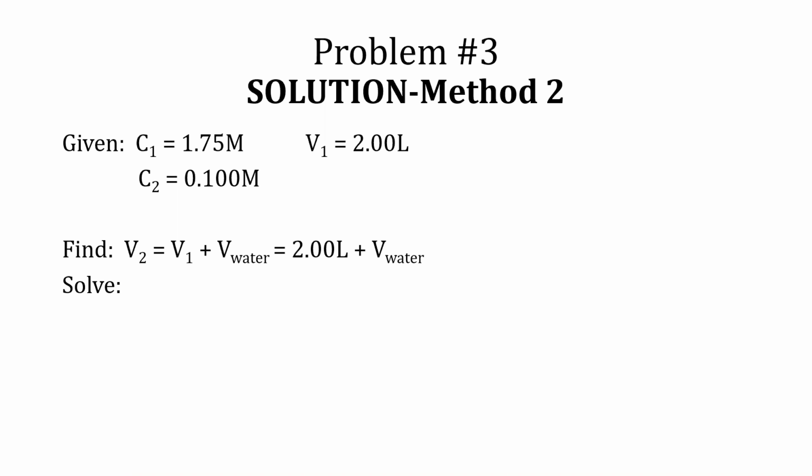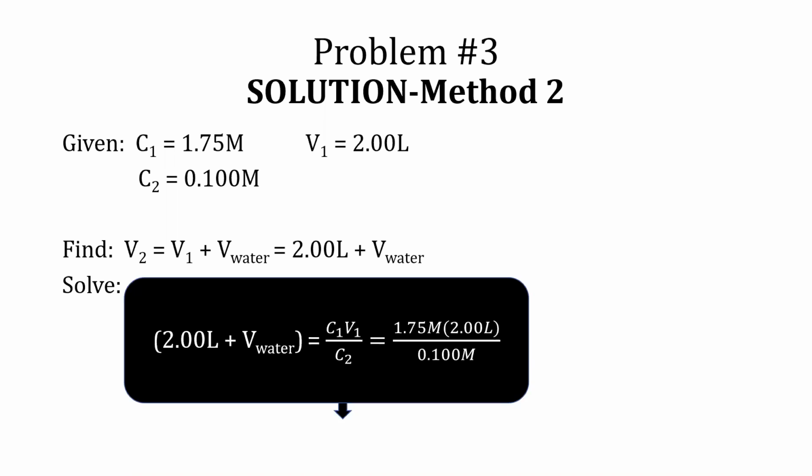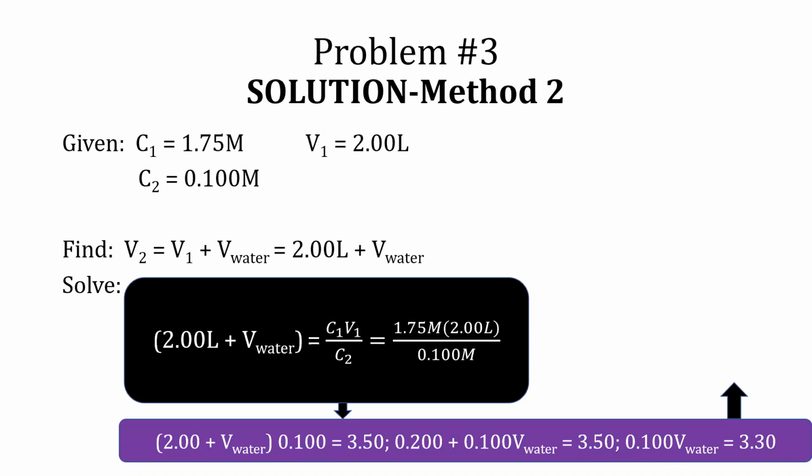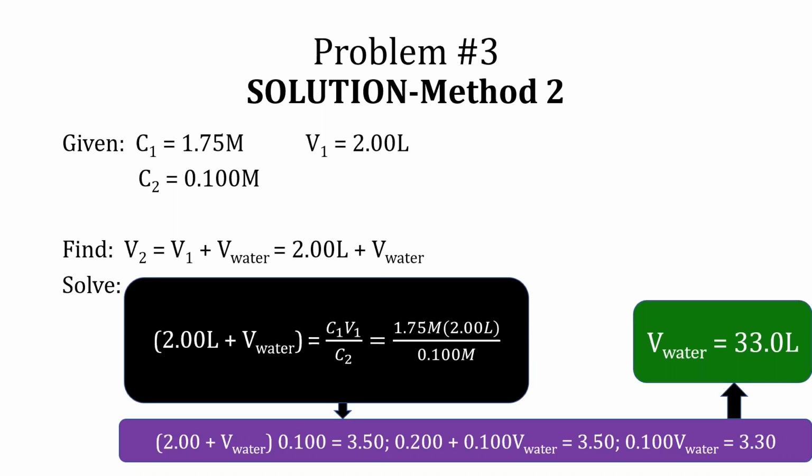An alternative approach in solving for the volume of water is to substitute V2 for V1 plus V water. After plugging in the values and solving for V water, it does equal 33 L.